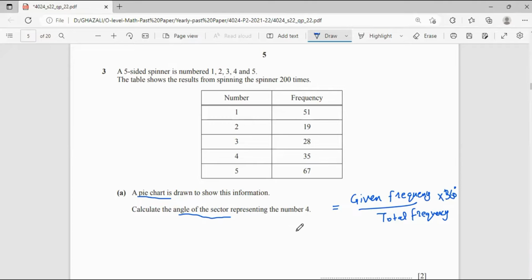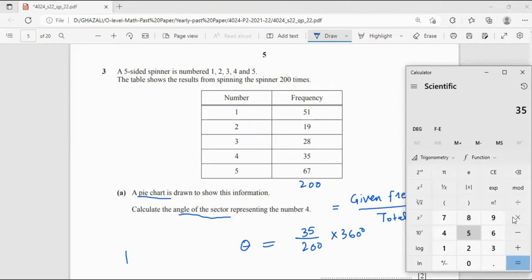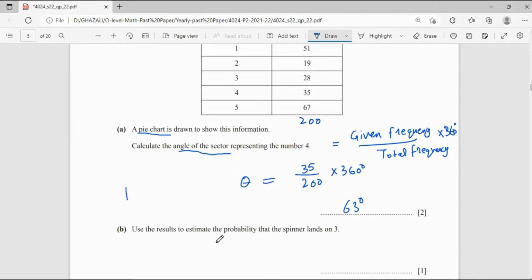Now the number 4 was spun 35 times out of 200. The total frequency is 200 and multiply 360 degrees. This is the angle of the sector for number 4. Now we calculate it by using a calculator. 35 divided by 200 multiply 360 and the answer is 63. Now let's go to the next part.